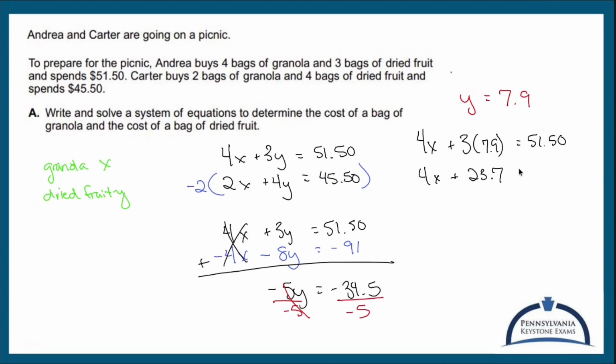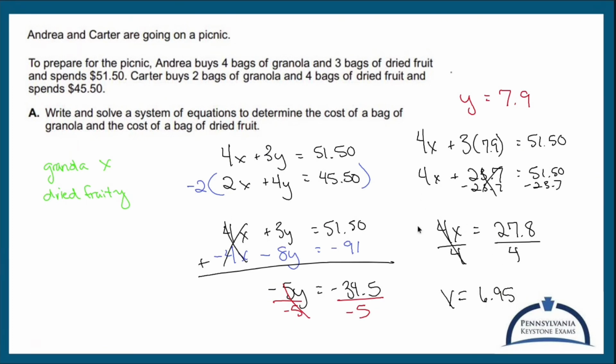Looks about right to me. Equals 51.50. Let's subtract 23.7, subtract 23.7, and 4x is going to equal 27.8. Divide both sides by 4, and x is going to equal 6.95.